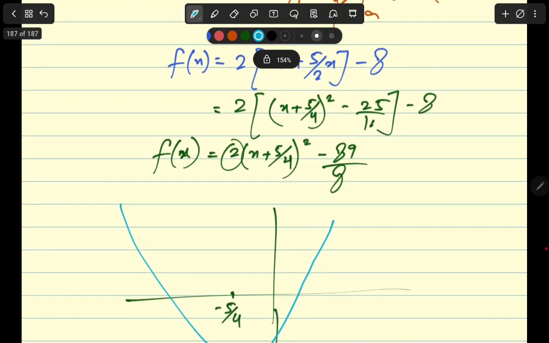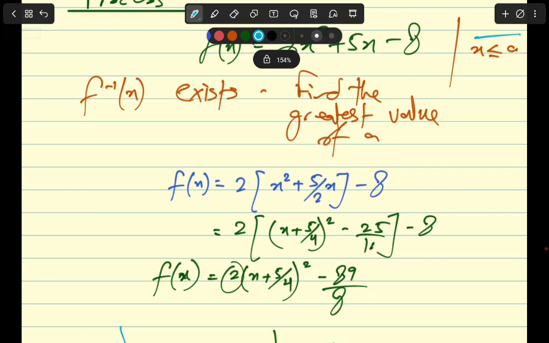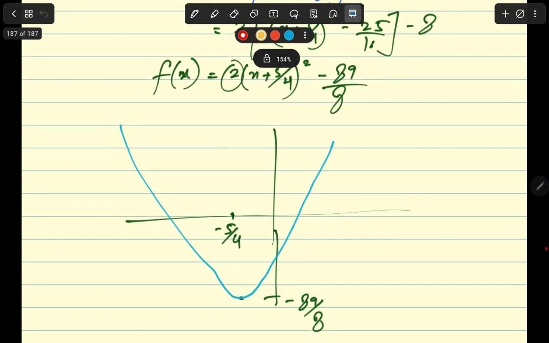Okay, now they're saying that x is less than or equal to a, and the inverse exists, my bad. So if we take a here and the domain is x less than or equal to a, then we are talking about this function. The inverse of this function doesn't exist. Let's say I take a as 0. Then again, we are talking about this function. It involves a turning point.